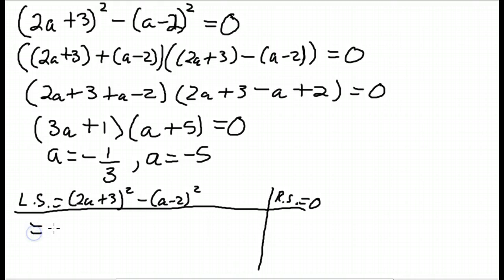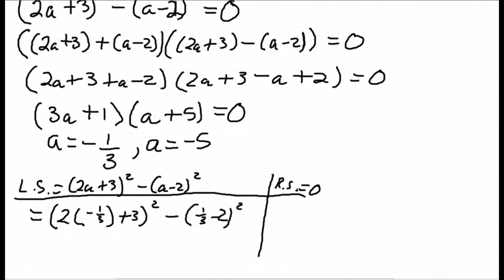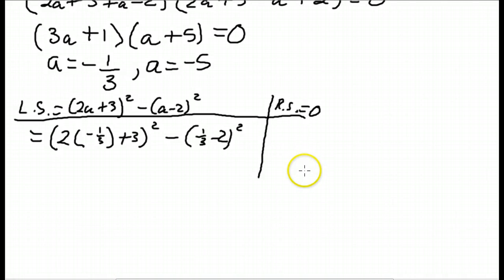So let's go here. How do we check? We think a is negative 1/3. So everywhere we see the a, we're going to substitute negative 1/3: (2 times negative 1/3 plus 3) squared minus (negative 1/3 minus 2) squared. Okay, we're going to have to do a little fraction working here. So this is negative 2/3, and 3 is 9/3. Negative 2/3 plus 9/3 is 7/3 squared, minus, and this is negative 1/3 minus 2.